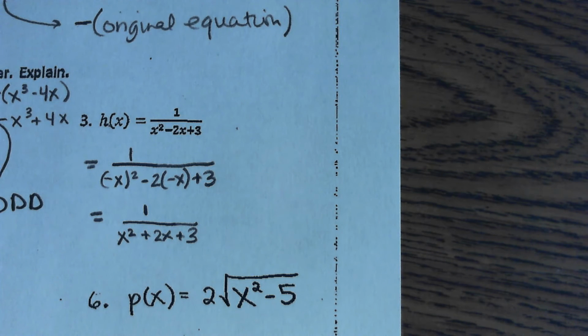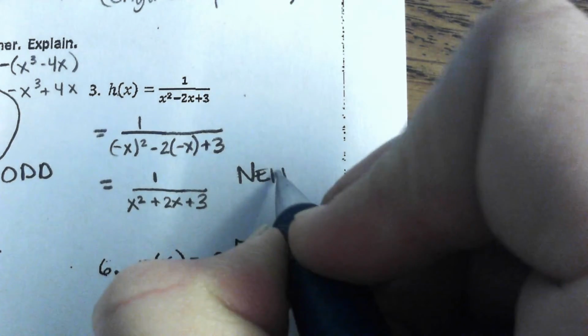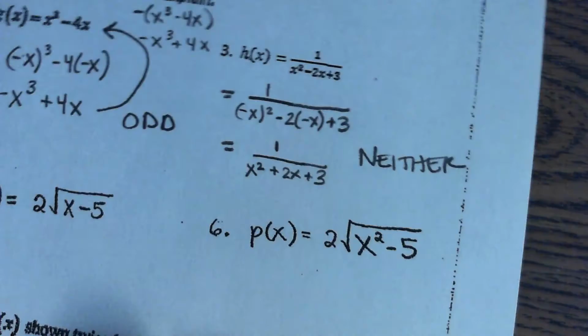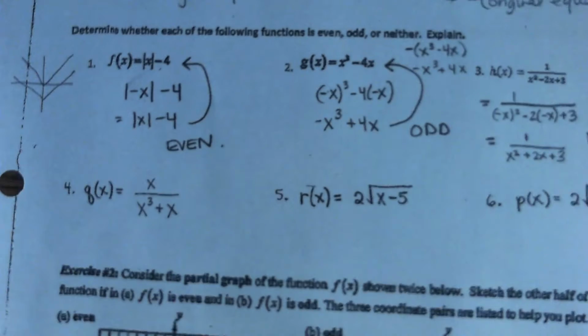Okay? Part of the thing with odds is knowing what to expect. Knowing how to negate things, especially fractions we struggle with. And if you were to look at that graph, you would not see symmetry with the y-axis, and you would not see symmetry with the origin.